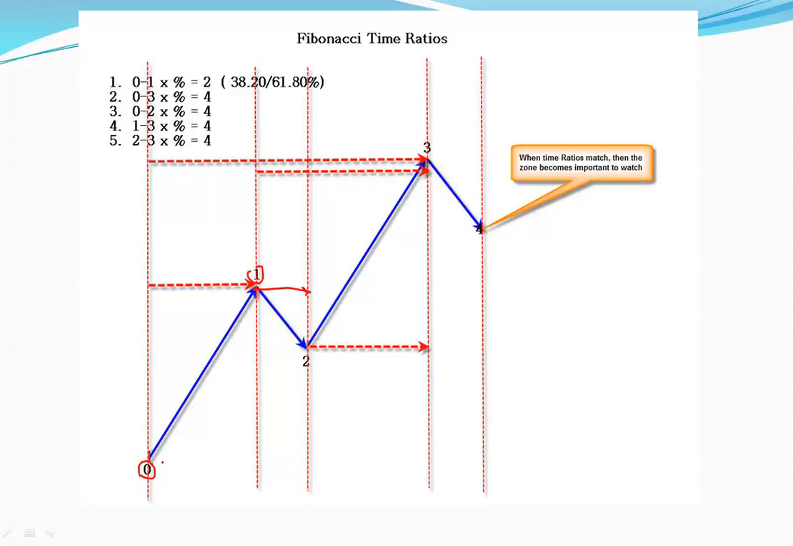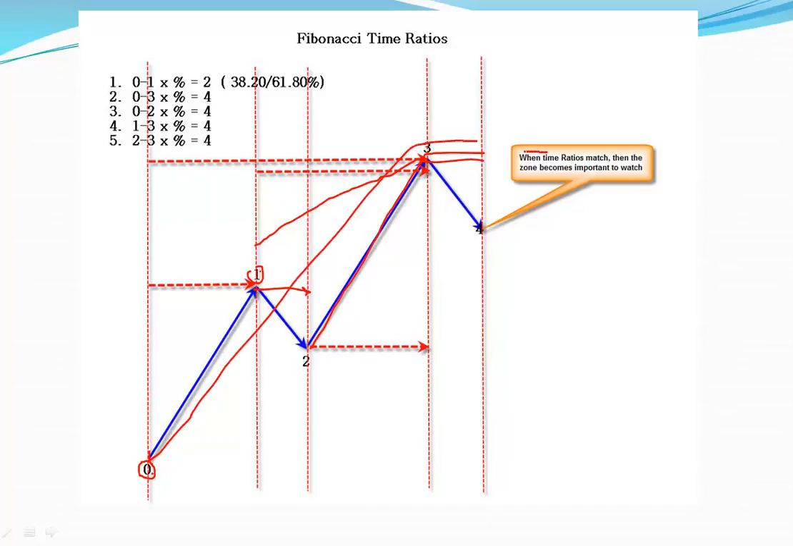The same thing, we look at from 0 to 3. We look at 1 to 3. How long did it take to go from 1 here and a percentage going forward? How long did it take to go from 2 to 3 and a percentage going forward? And how long did it take from 0 to 3 and a percentage going forward?